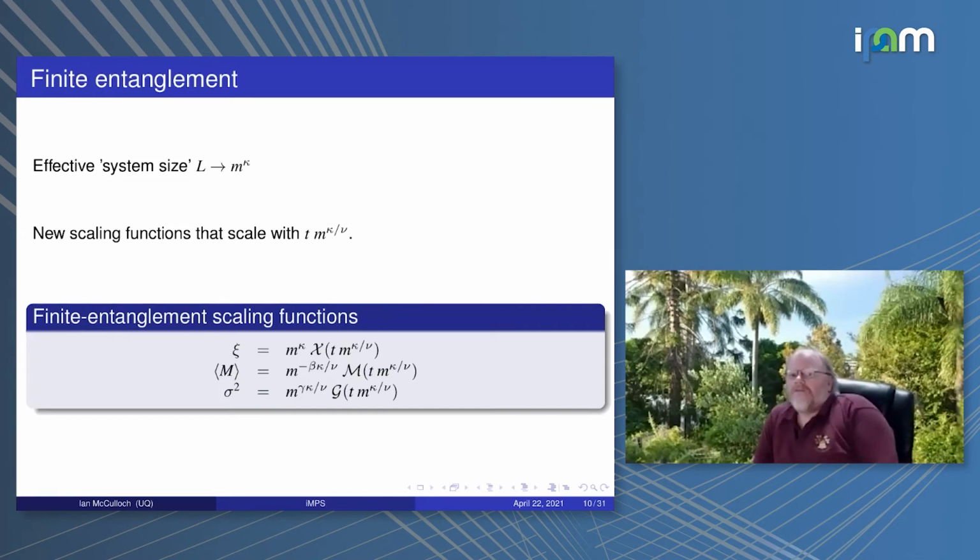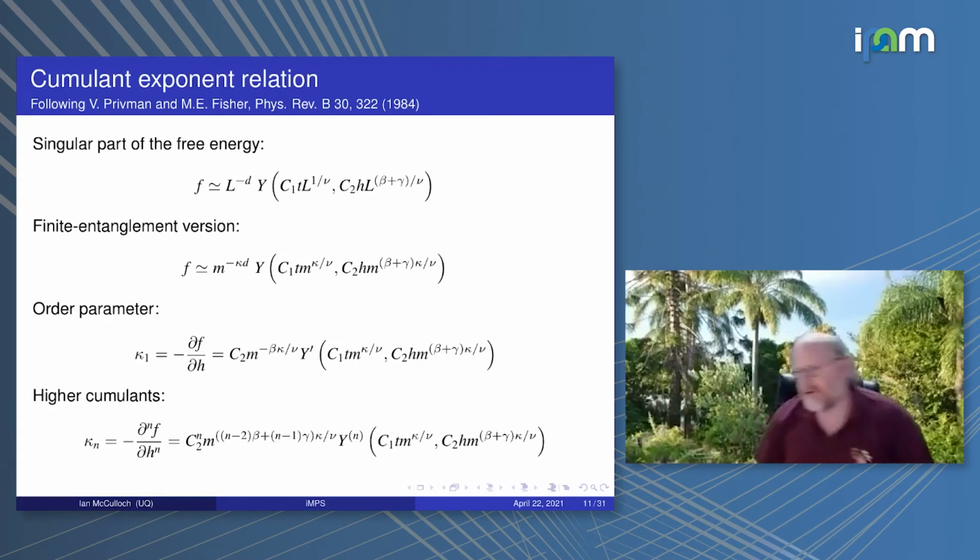Now, to derive the relationship between the variance cumulants, I'm not going to do that in detail, but this is how it's done for classical systems. We just take the singular part of the free energy and write that in terms of a scaling function of t, the reduced temperature, and the external field. Again, we can write that as a finite entanglement version in terms of the bond dimension, and we can obtain the different cumulants as derivatives of our scaling function with respect to h.